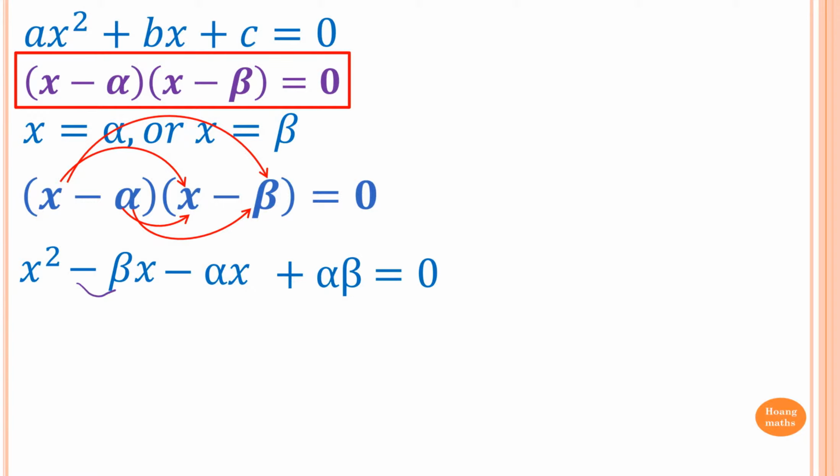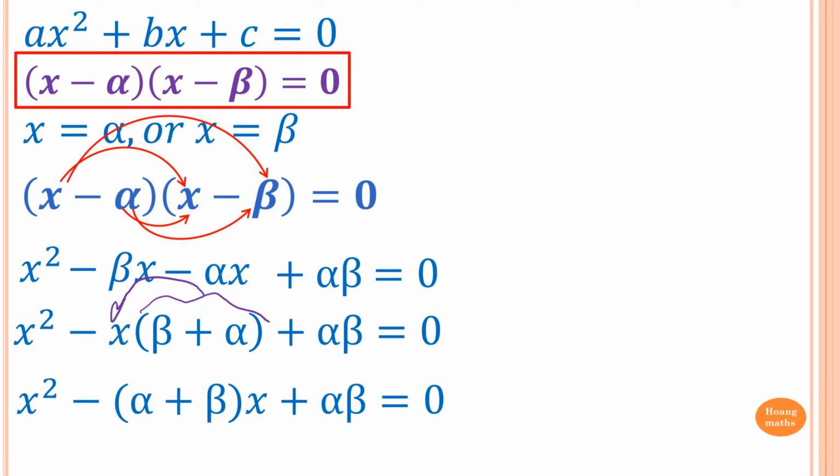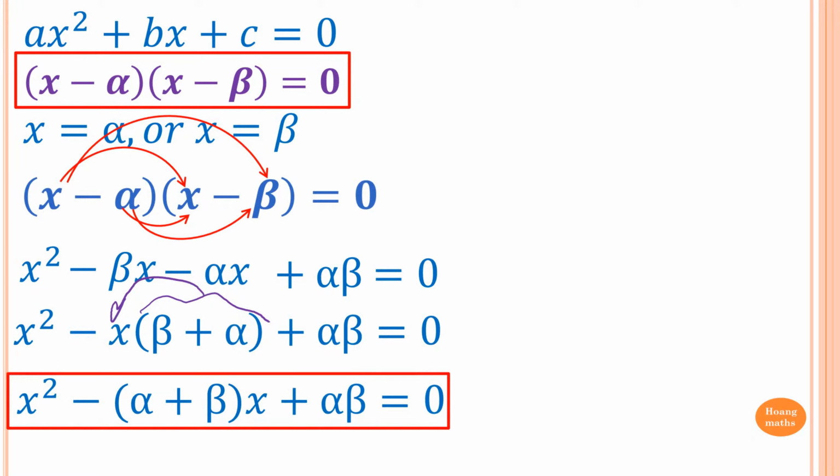Now, if I factorize these terms out, I take the negative factor out, so it gives me this. So now, with this equation here, I can put this in front of x, which gives me x squared minus open bracket alpha plus beta close bracket times x plus alpha beta is equal to 0. So please take note of this equation here.